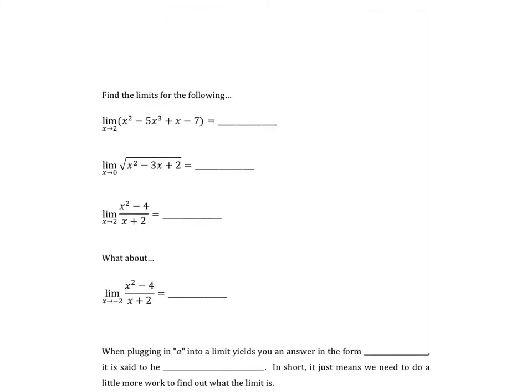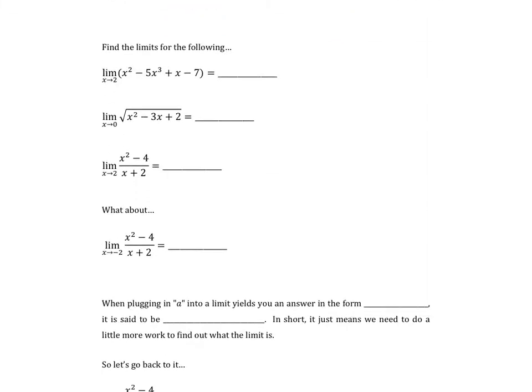It says, find the limits of the following. As x approaches 2, x squared minus 5x cubed plus x minus 7. Well, what I would do is plug 2 in for all the x values here. Right? I'd put a 2 in there, a 2 in there, a 2 in there. And you would simplify it, and if you get an answer, that is your limit. And I'll help you out here. If you plug it in, you get negative 41 as an answer.